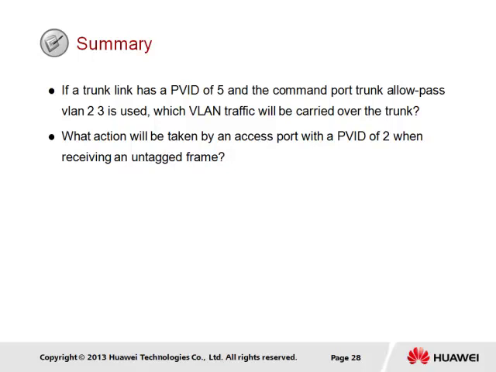What action will be taken by an access port with a PVID of 2 when receiving an untagged frame? Well, the received untagged frame will be associated with the VLAN referenced by the PVID of the access port, which in this case is VLAN 2. This means that a tag with a VLAN ID of 2 will be inserted into the frame before the frame is processed further by the switch.